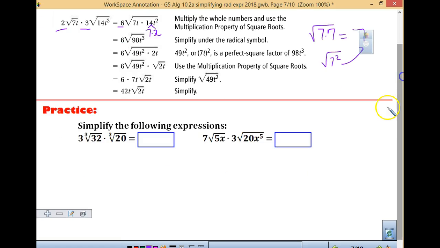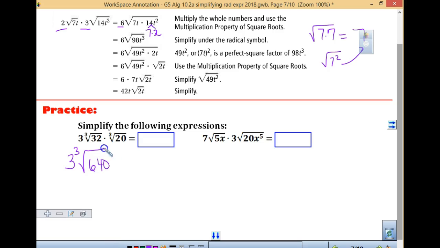So, they give us one with cube roots and one with square roots. 32, if we are looking at cube roots with 32. What perfect cube are we looking at that goes into 32? 8, right? So we're going to write this as the cube root. Now, cube root of 32 and cube root of 20. We might want to just multiply those together. What's 32 times 20? 640.